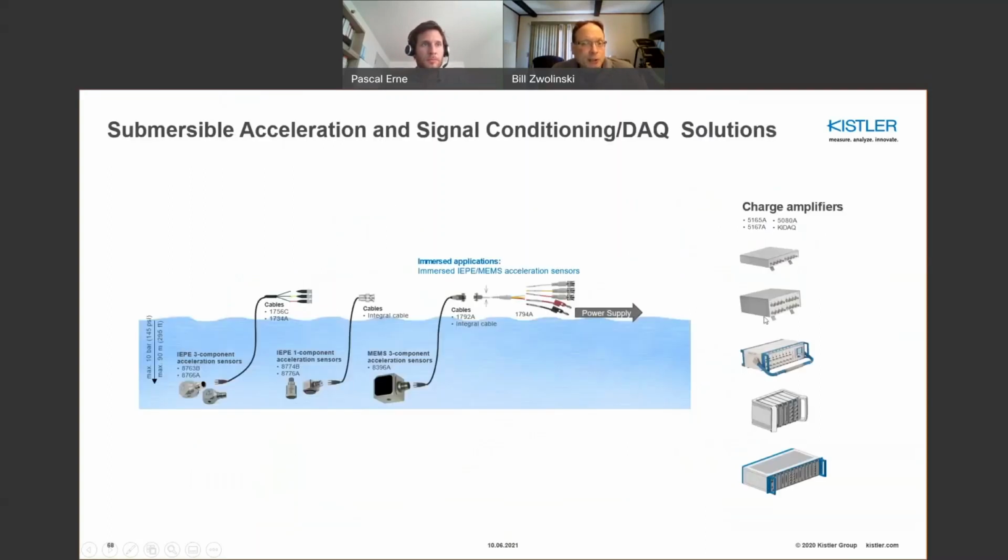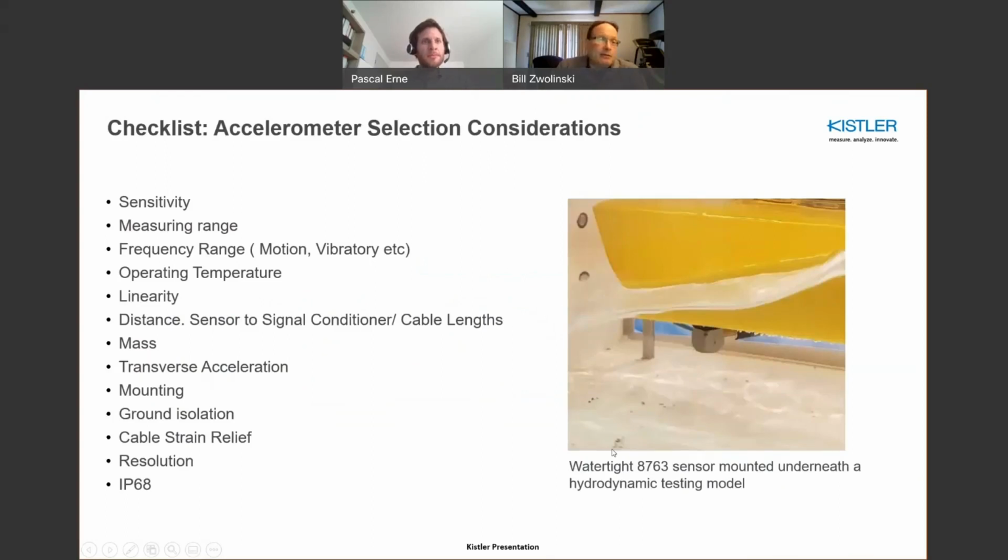Just an illustration of what you see here, certainly in terms of the sensors themselves and what type of signal conditioning might be available. But all the solutions are IP68 shown here, all very much proven and tested at the end of line. And lastly, there's an accelerometer selection test consideration list, much like we had for pressure and force.